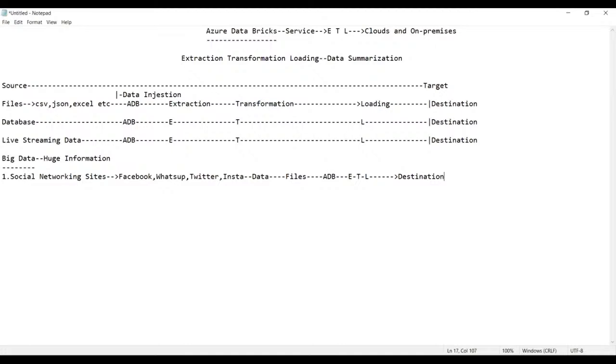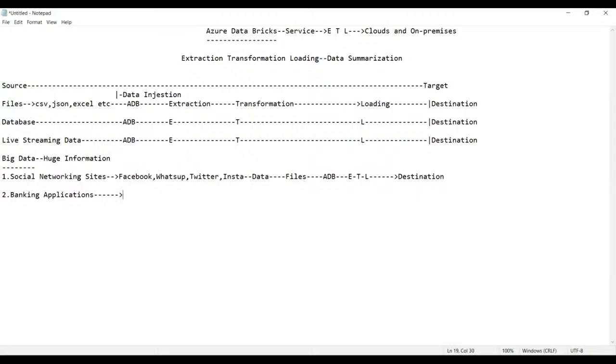Okay, guys, that's it. Next, apart from this, we can also get the data from social networking sites. We can also get the data from banking applications. So in the banking applications, we can get the data, and from here we pull in the data.